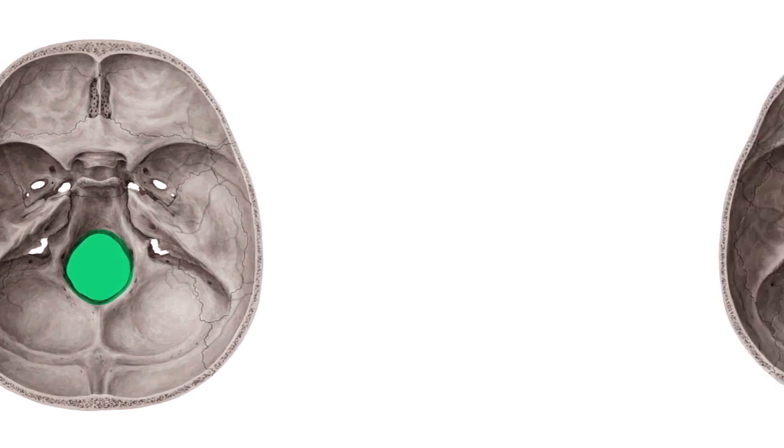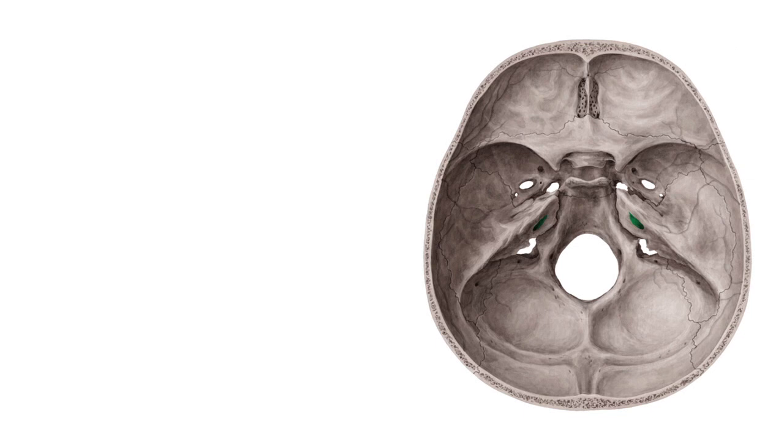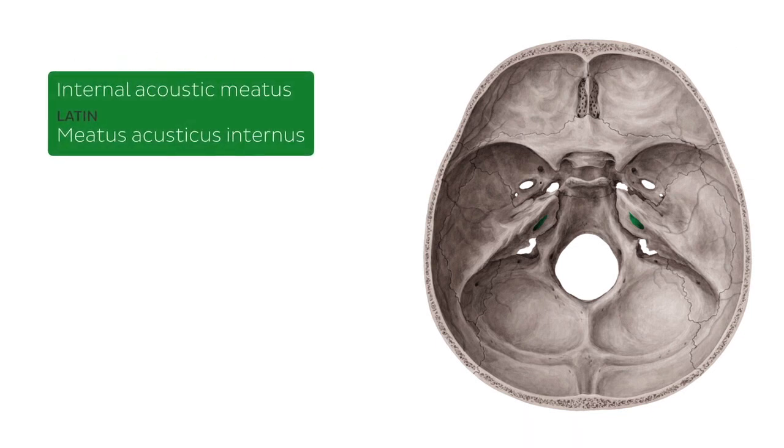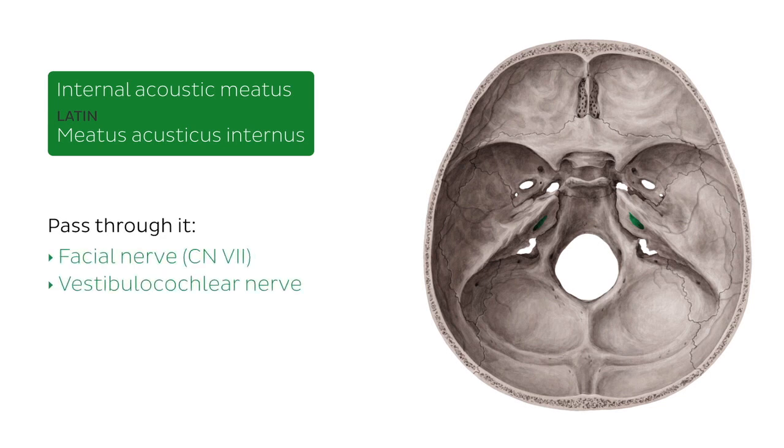The next structure that we're going to be highlighting, also a pair, is known as the internal acoustic meatus. The internal acoustic meatus, singular, is located in the petrous part of the temporal bone. Structures that pass through it include the facial nerve, the vestibulocochlear nerve, and the labyrinthine artery.